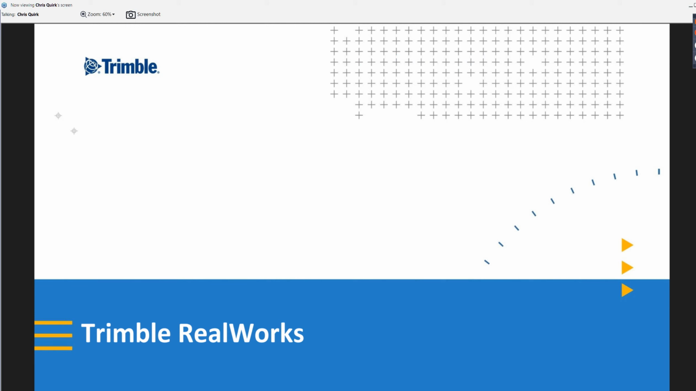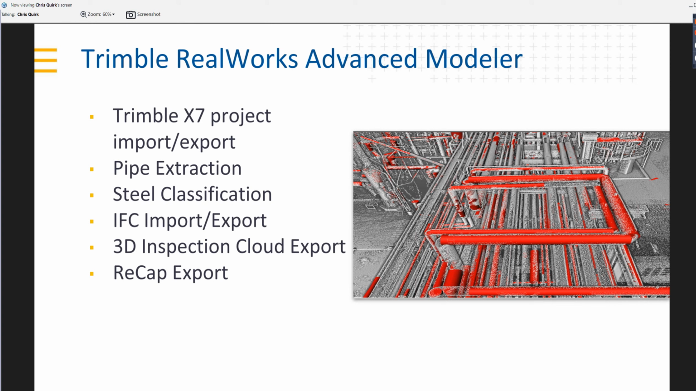And then we've got our other platform, which is Trimble RealWorks, which most people will be familiar with. So we've got RealWorks Advanced Modeler. Within here now, we've added some new features. So being able to do some pipe extraction, you can do the same with steel and do some classification. And you can also import CAD data into Trimble RealWorks, and you can start to inspect that and analyze it and do some comparisons to check that as well. And of course, we've got the ability now to export directly to Recap, which was a feature we didn't used to have.